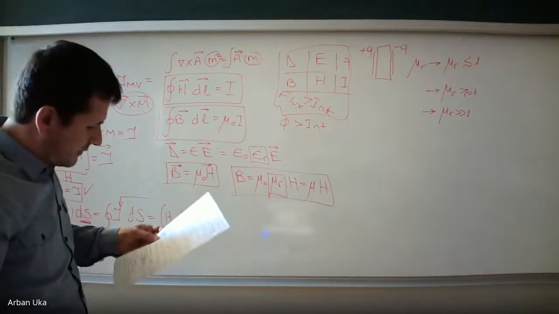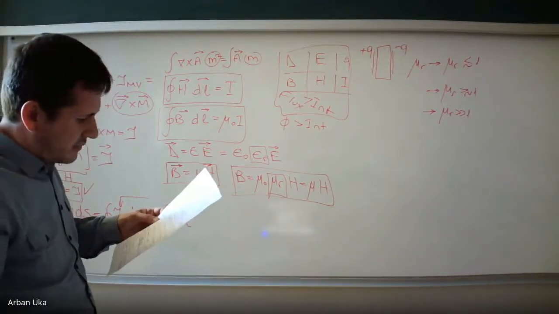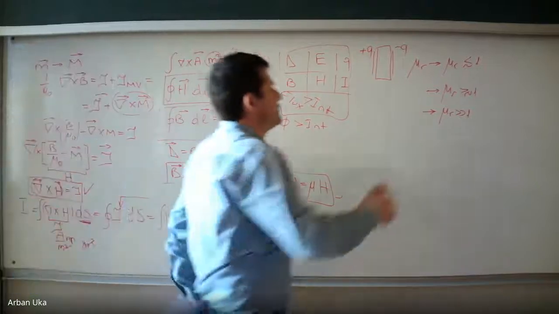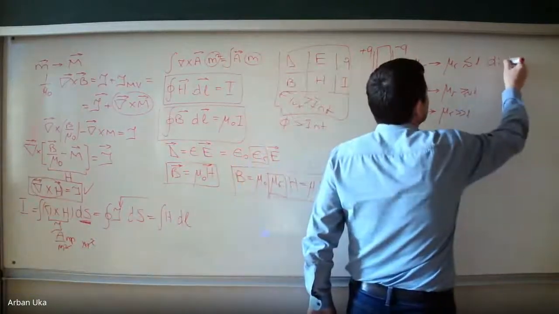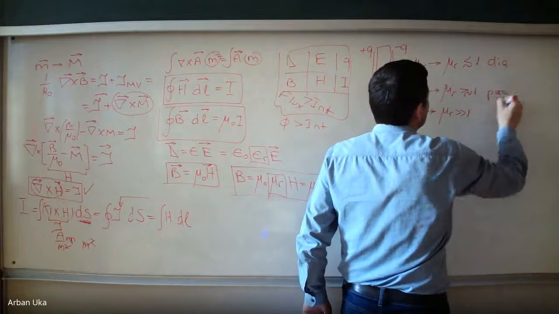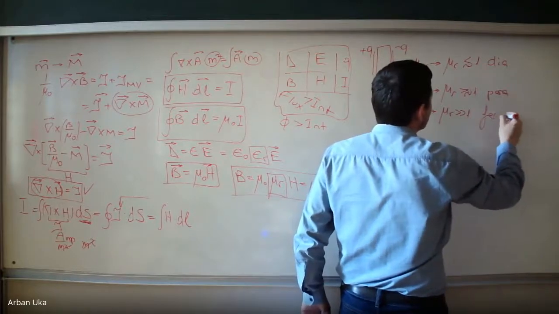The first material is diamagnetic. The second one is paramagnetic, and this is ferromagnetic.